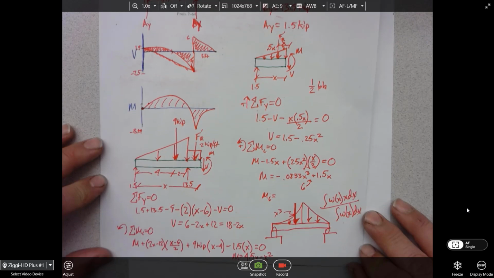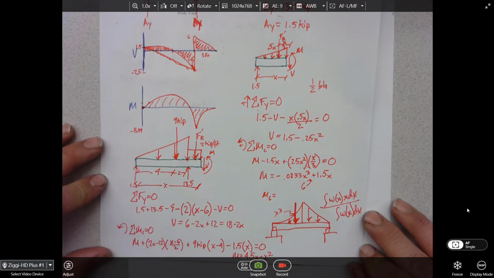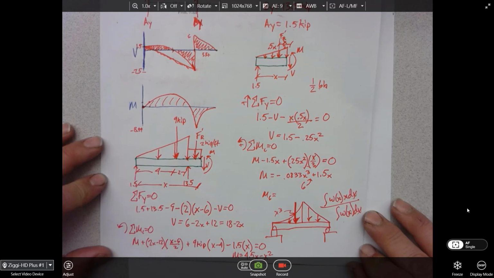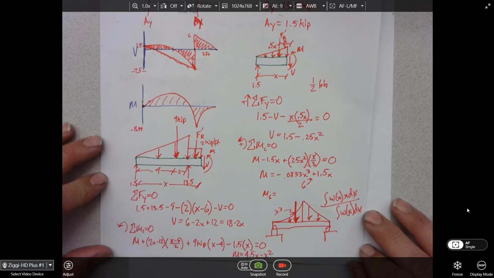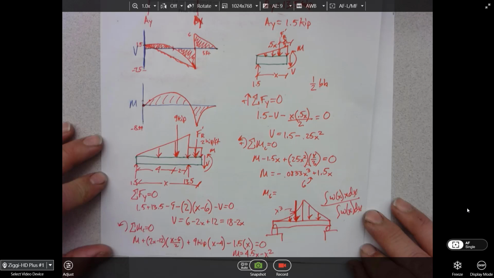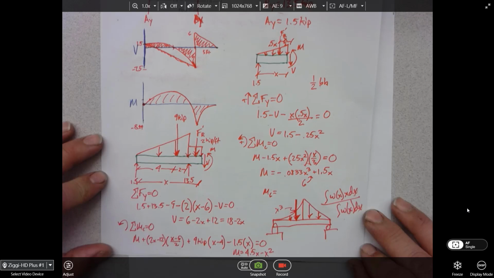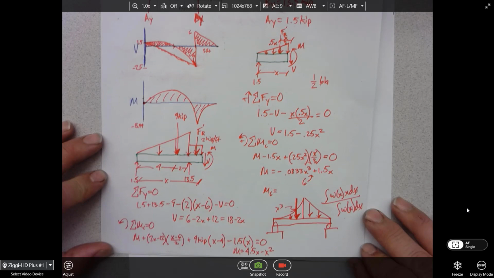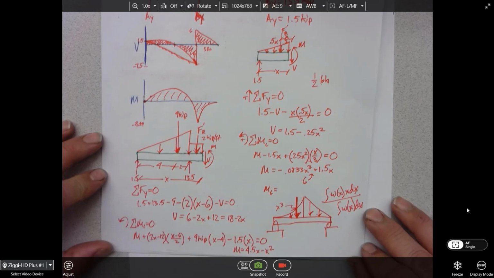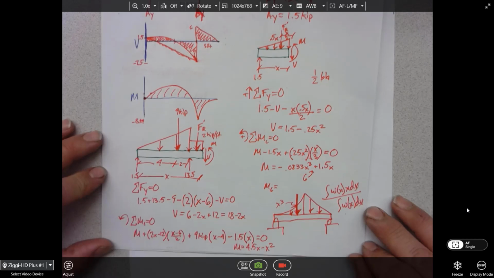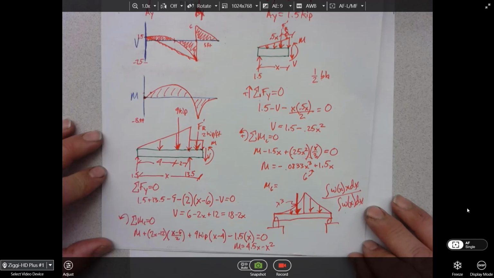So let's try and plot this moment here. At 0, it would be 0. At 1, it's going to be positive, right? Because at 1, I'd have negative 0.083 plus 1.5, so it'd be like 1.4. Right? At 2, I'd have 4 times 0.0833. It's a small number.